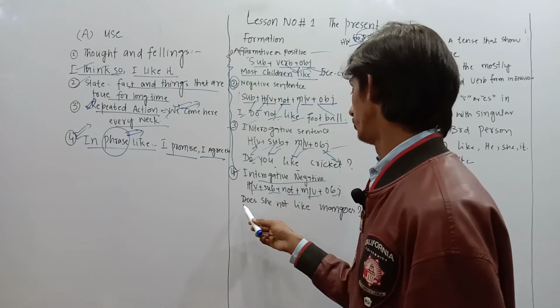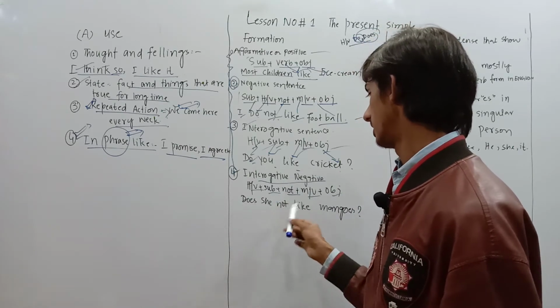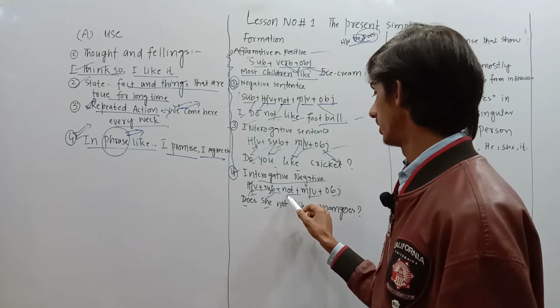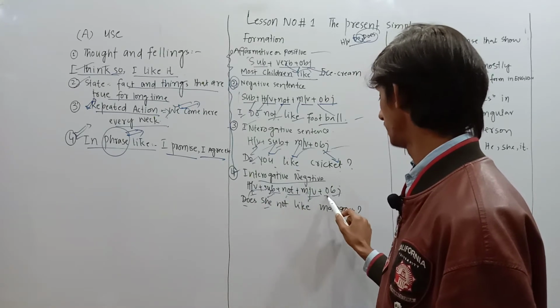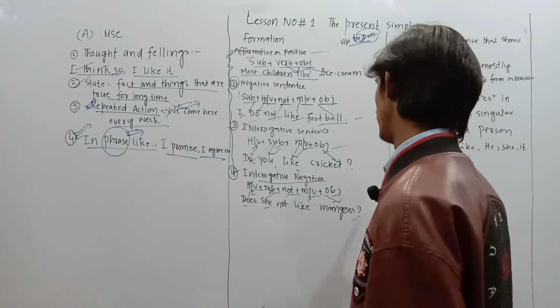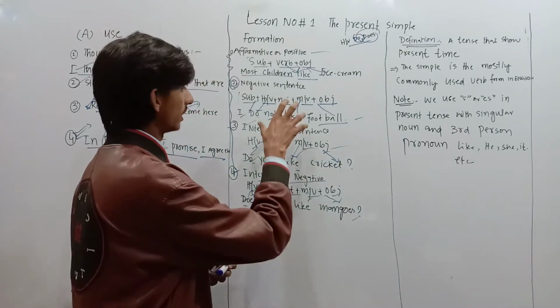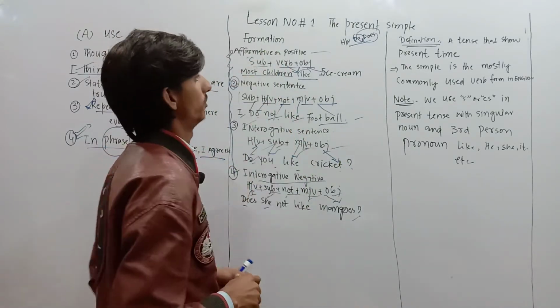So I write here the sentence: Does she not like mango? Does is the helping verb, she is the subject, not is here, and the main verb is like, mango is the object. This is the interrogative negative sentence. So these are the forms or formation of the present simple tense.